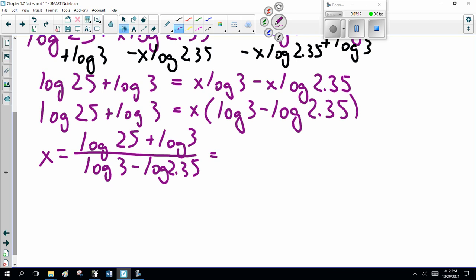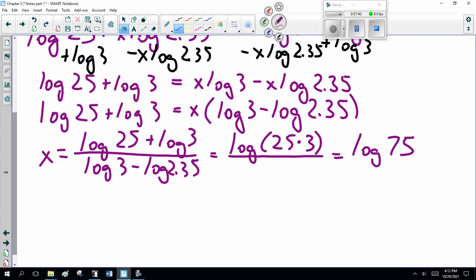I'm going to stop there. I want you to take a deep breath and go, ow. Then I'm going to talk about what we can do with this. Can we simplify this mess? Well, yes. The numerator, log of 25 plus log 3, is log of 25 times 3, or log of 75. The denominator is log of 3 divided by 2.35, which is some decimal.